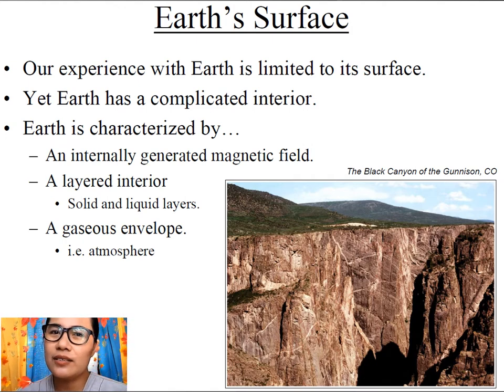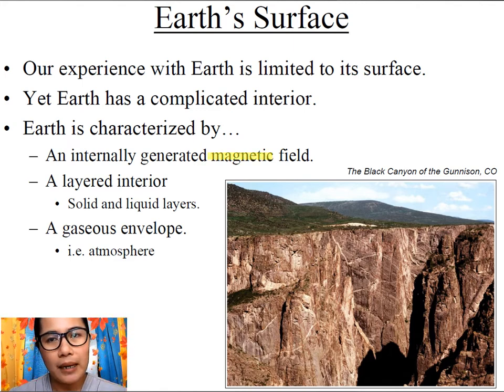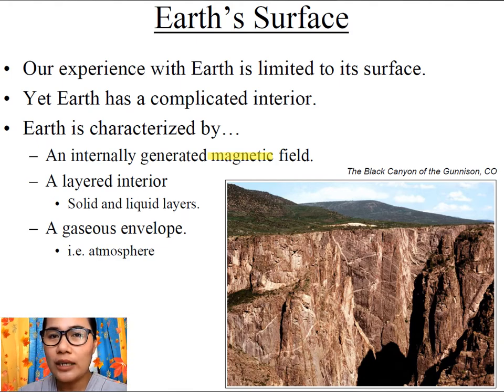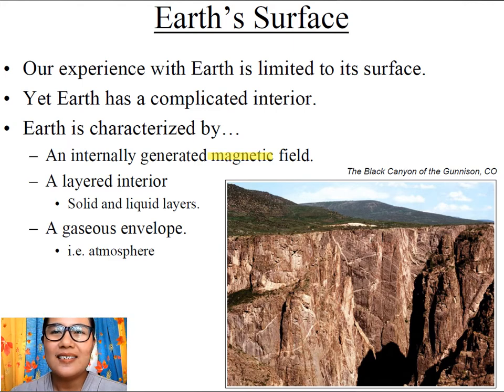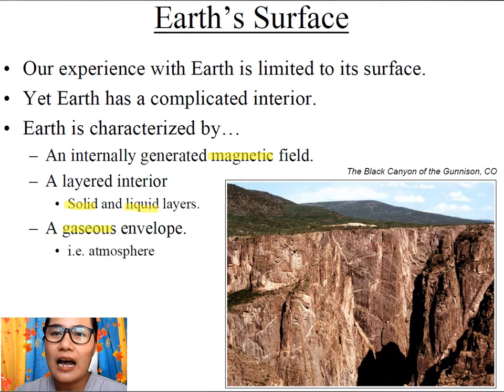Yet we know that the Earth is made up of layers, and it has a complicated interior. How do we know? You will find out as we progress through the video. Earth is characterized first by an internally generated magnetic field. The Earth is a giant magnet. What is a magnet? A magnet is a material that attracts other materials, magnetic materials. So the Earth is a magnet. It has a layered interior, and the layers are either solid or liquid in their phase. And it is covered by gas. This gaseous envelope of the Earth, we call it the atmosphere.